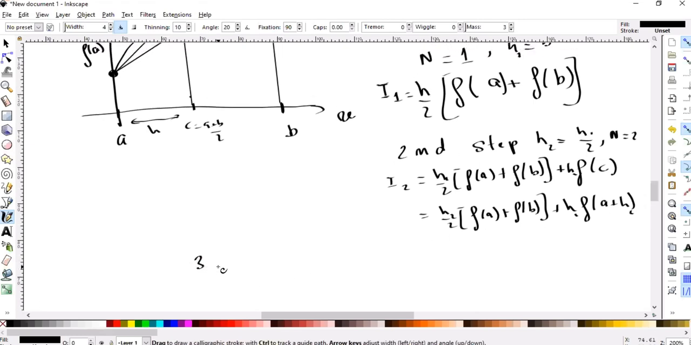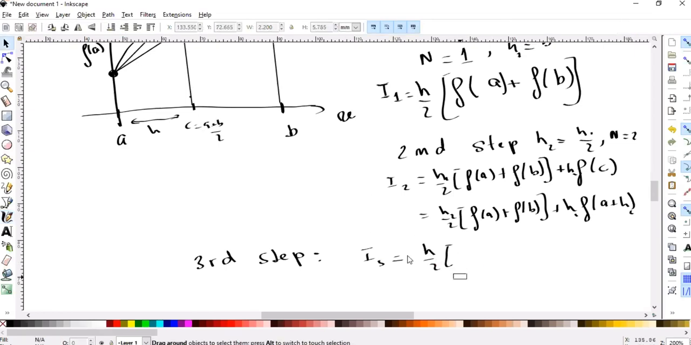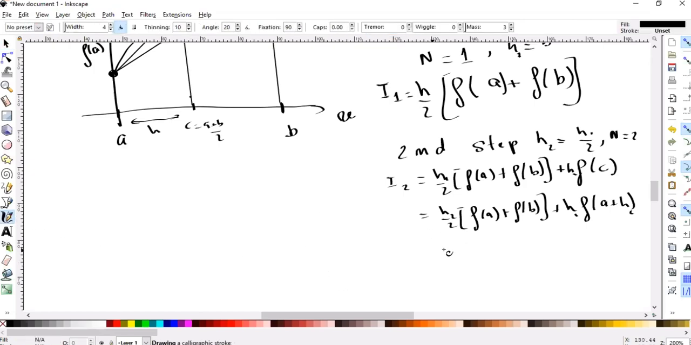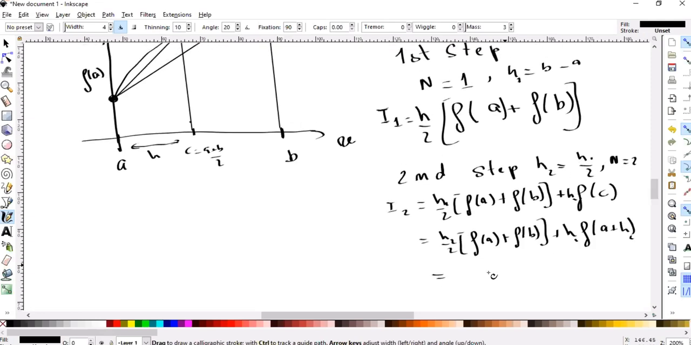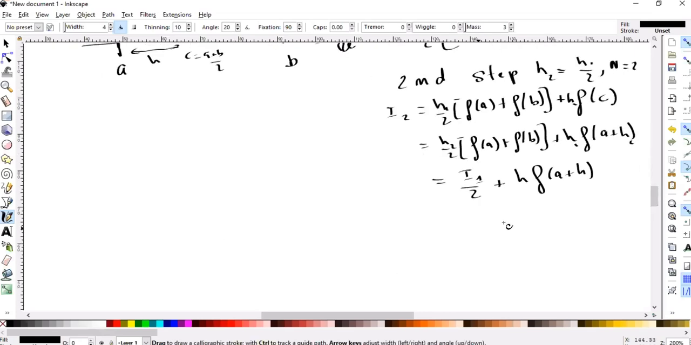Now the third step. Sorry, I didn't finish for the second step. Because H2 equals H1 over 2, this is I1 over 2 plus H f of A plus H, etc.